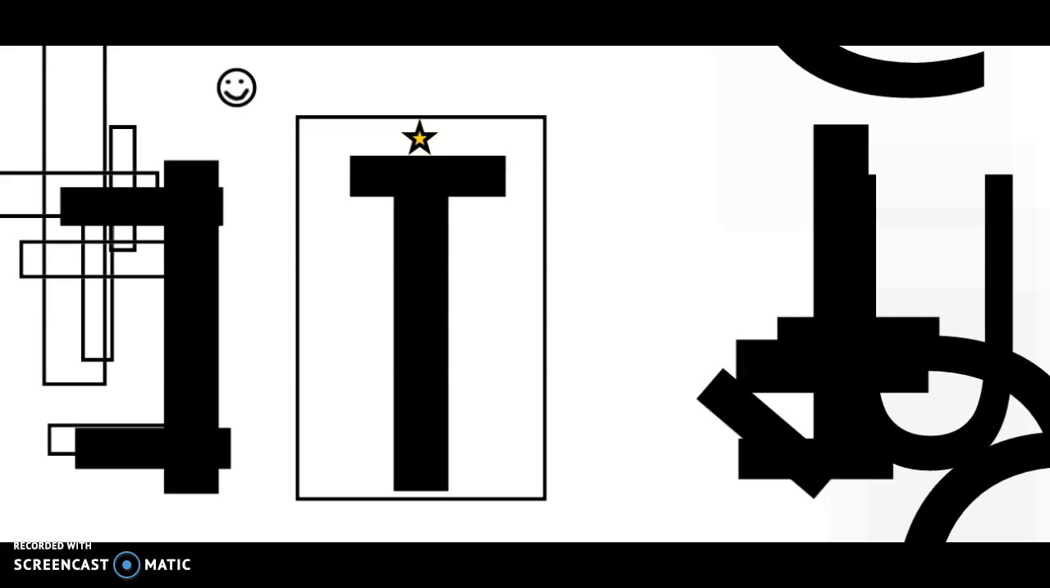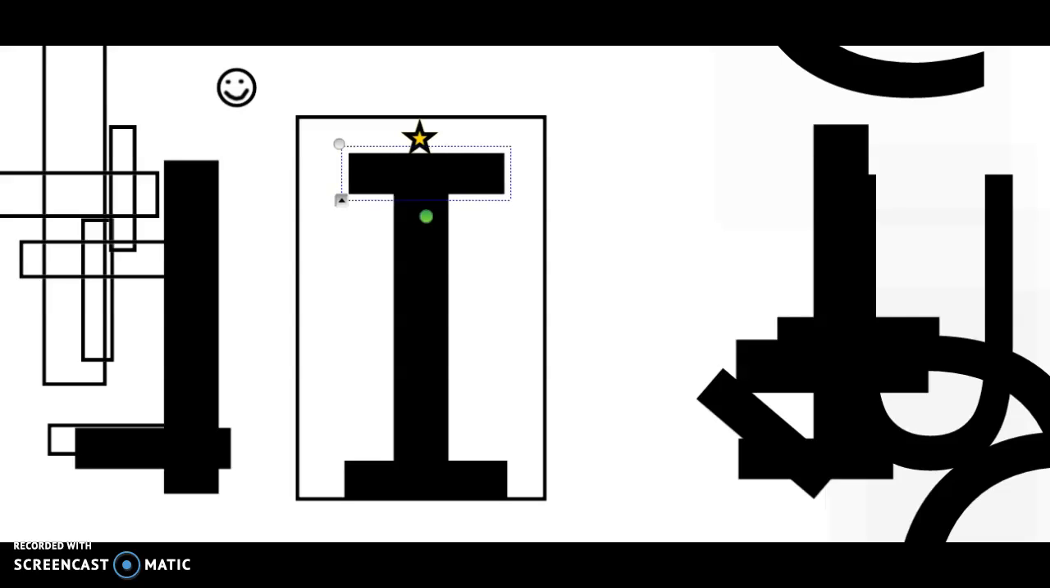T. Are we making the letter T today? No. So I'm going to take my next little line and I'm going to put it at the bottom. What letter did I make? I. What letter did I make? I. All right. I need to move it down a little bit. There you go. Look at that. It is the letter I.